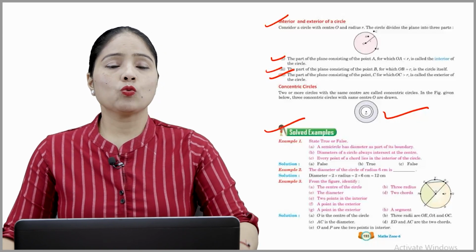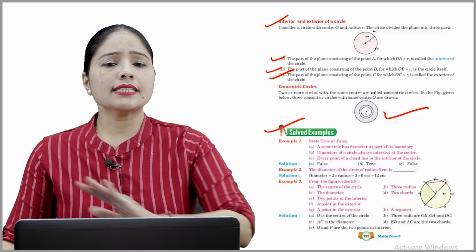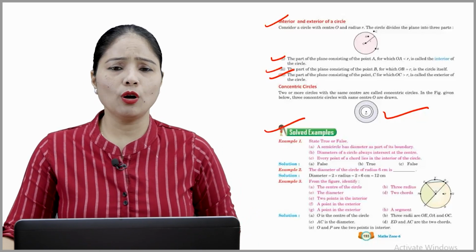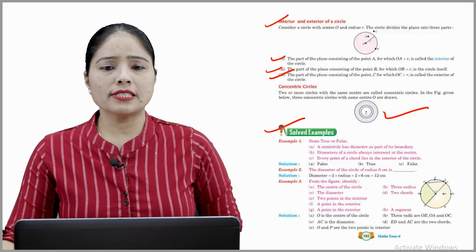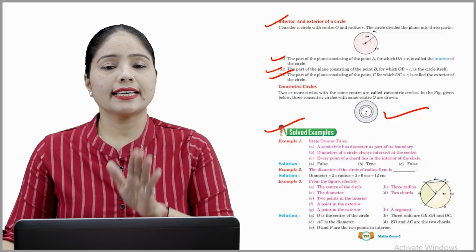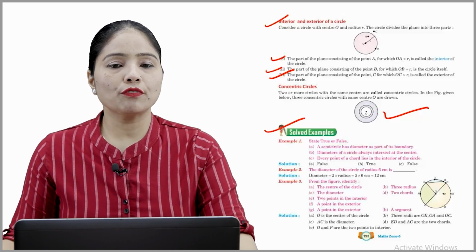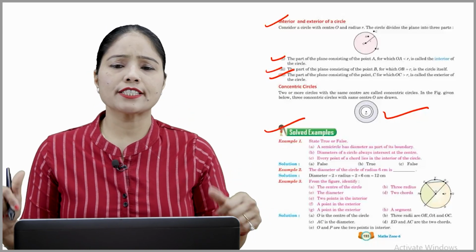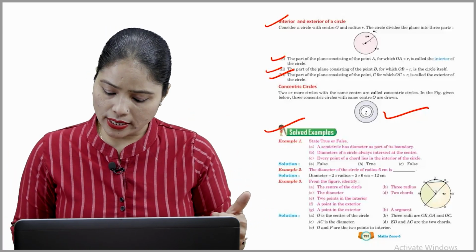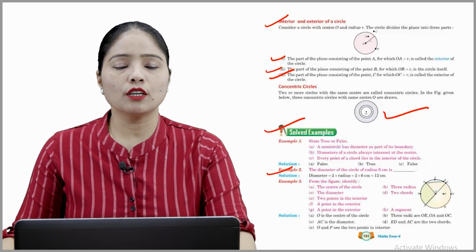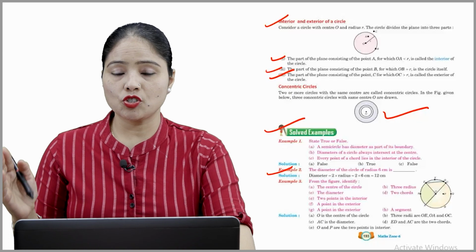Example number 1, state true or false. First one: a semicircle has a diameter as part of its boundary. True, the diameter of a circle always passes through the center. Every point of a chord lies in the interior of the circle. No, it's false. Now example number 2. The diameter of the circle of radius 6 cm is dash.